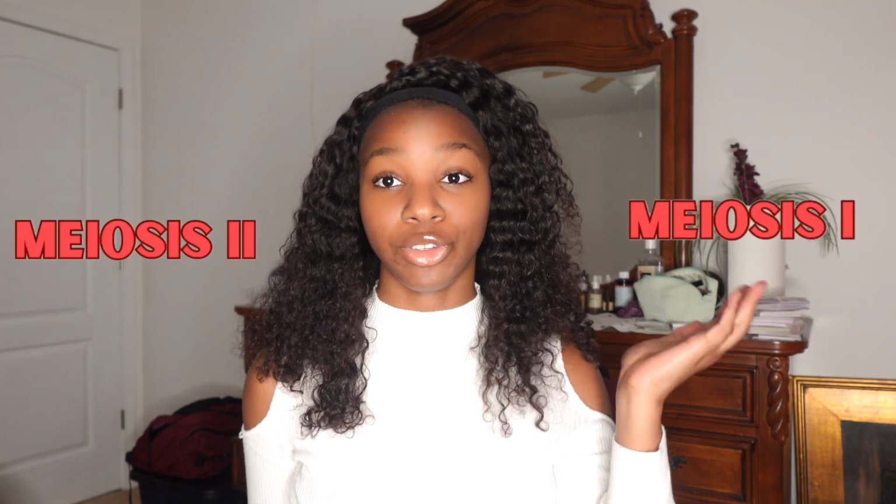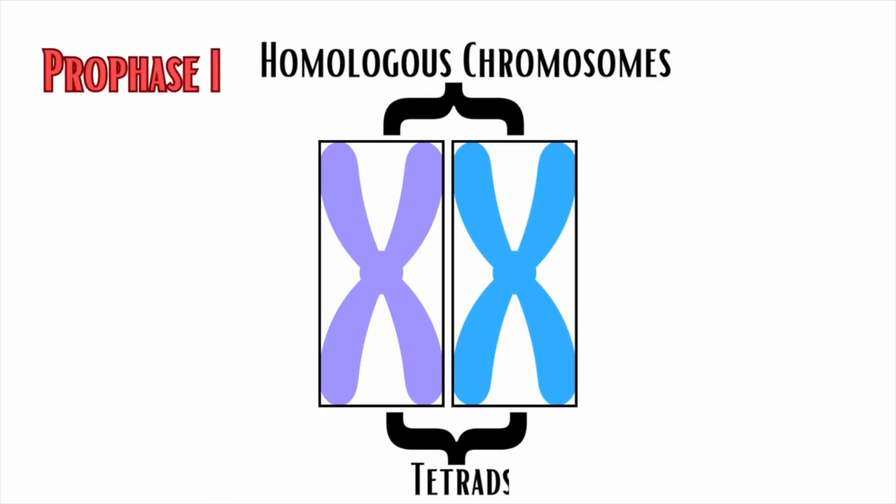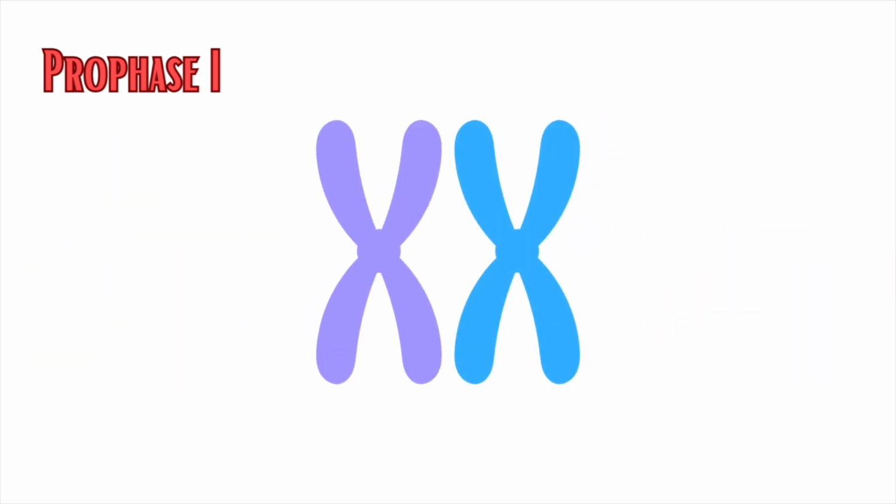Now in meiosis, there's two subcategories. There's meiosis 1 and then there's meiosis 2. In meiosis 1, we start off with 46 chromosomes and 92 chromatids. We now go through prophase 1. In prophase 1, chromosomes come together to create a tetrad, which is basically a pair of two homologous chromosomes. In prophase 1, these homologous chromosomes cross over, creating diversity between different sperms and different eggs. If you've ever wondered why you look better than your sibling, this is why.